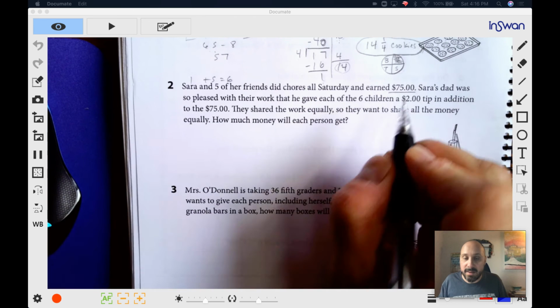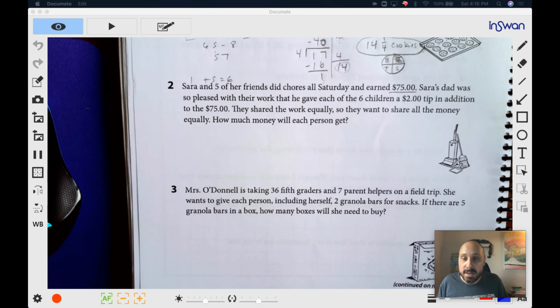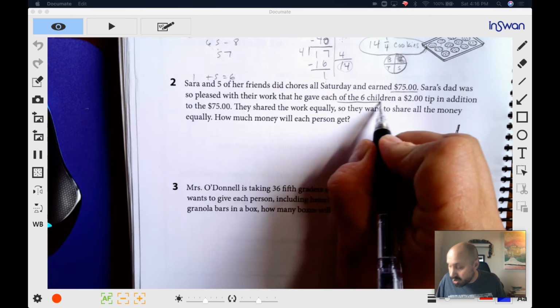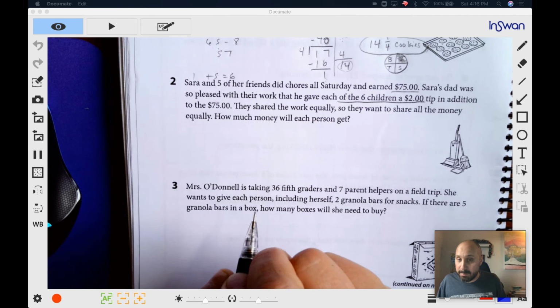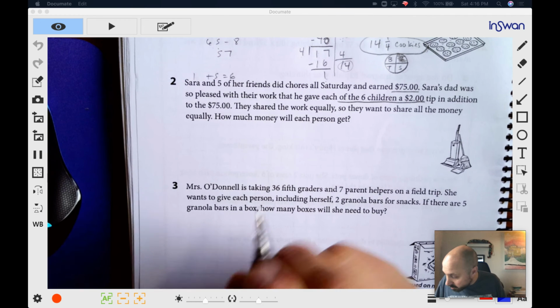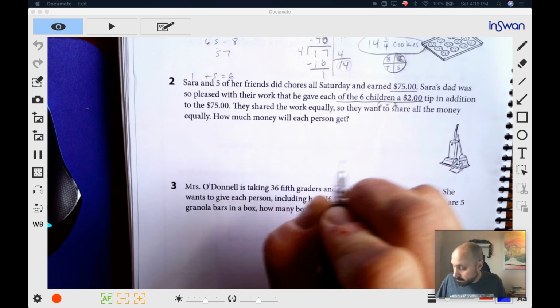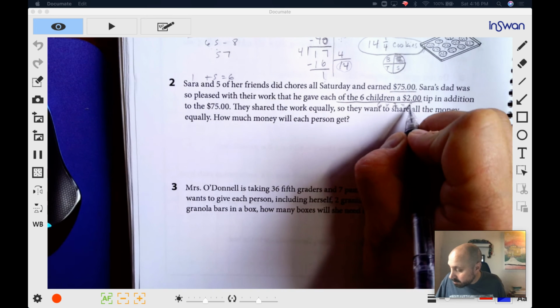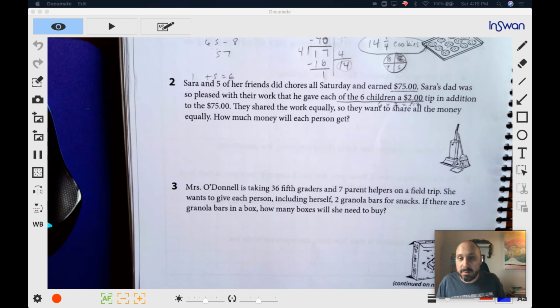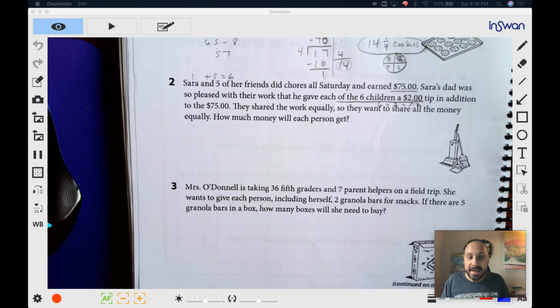Okay, so 6 friends earned $75. Sarah's dad was so pleased with their work that he gave each of the six children a $2 tip. So each of the 6 children, $2 tip. So 6 times 2. Did you guys pick up on that? Okay, each of the 6 children a $2 tip in addition to the $75.